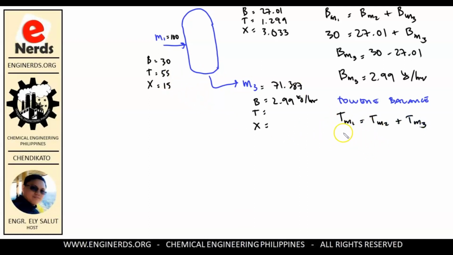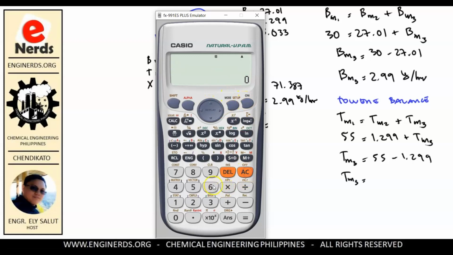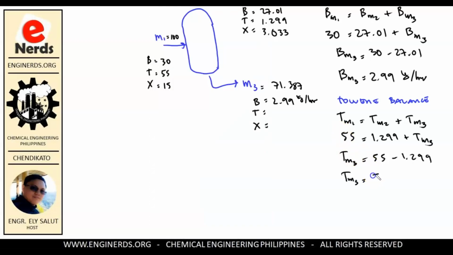Toluene in M1 is 55. This is equal to toluene in M2, which is 1.299 plus toluene in M3. So our toluene in M3 is equal to 55 minus 1.299. Okay, so let us solve that. 55 minus 1.299. So this is equal to 53.701 kilogram per hour.